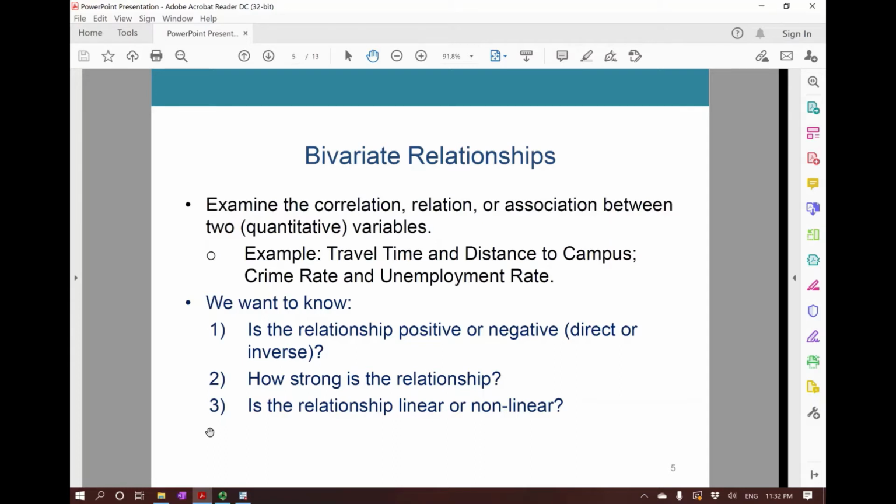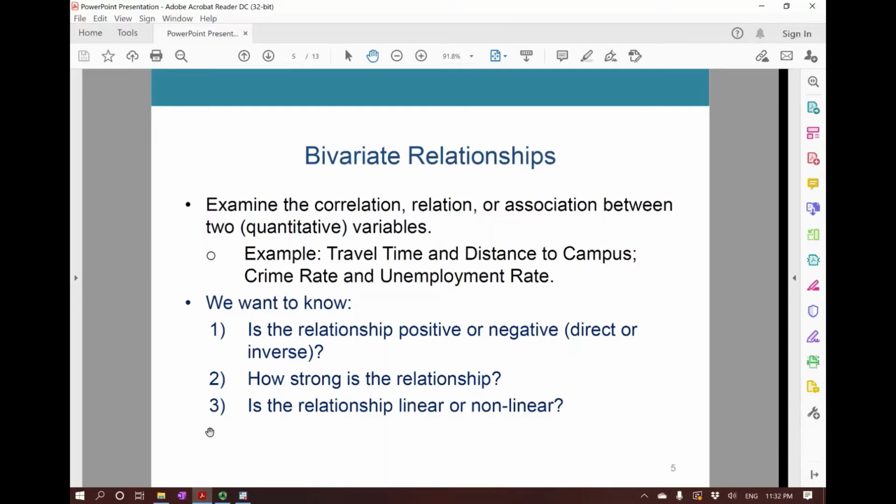We also want to know how strong the relationship is. And the third question: sometimes we want to figure out whether the relationship is linear or nonlinear. A linear relationship can be represented by just a linear curve, right? Or a straight line. And a nonlinear relationship can be represented, for example, by a U-shaped curve or an inverted U-shaped curve. So the relationship could be positive first, and then after a certain point, it becomes negative.